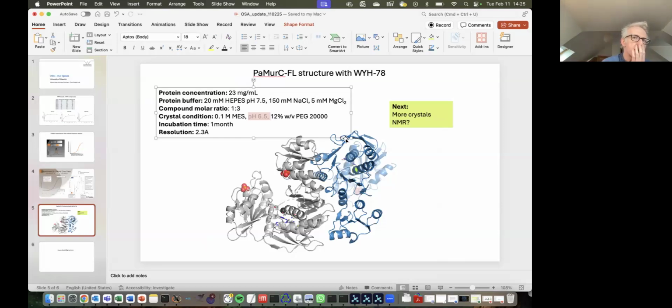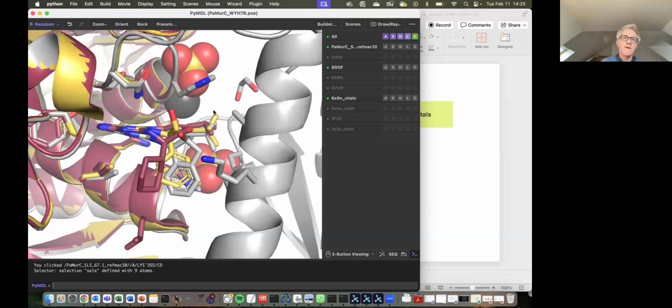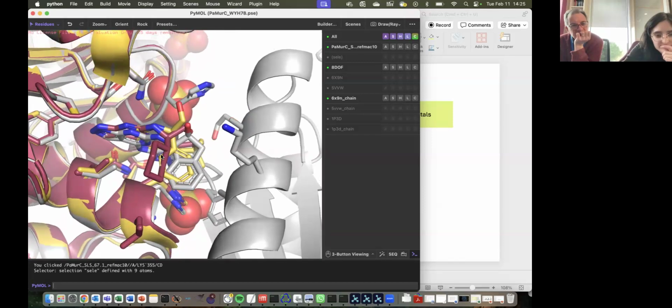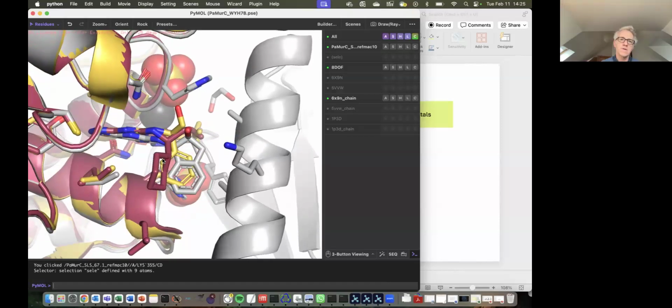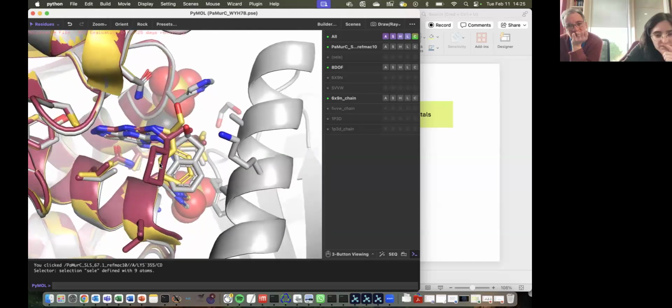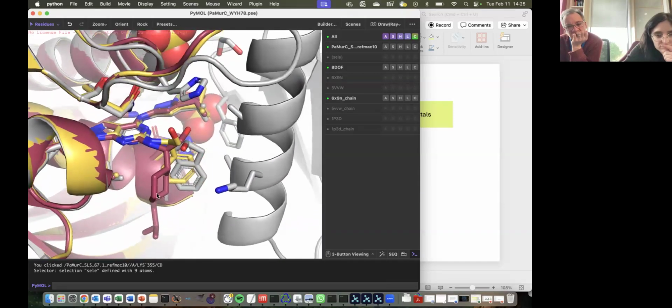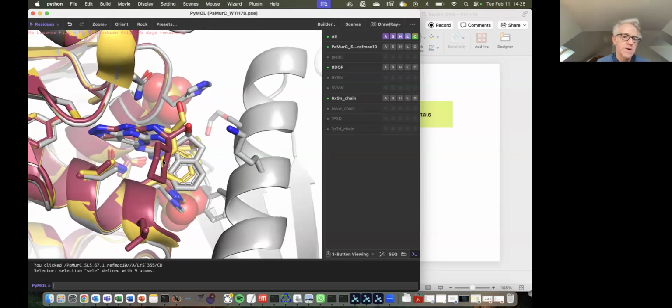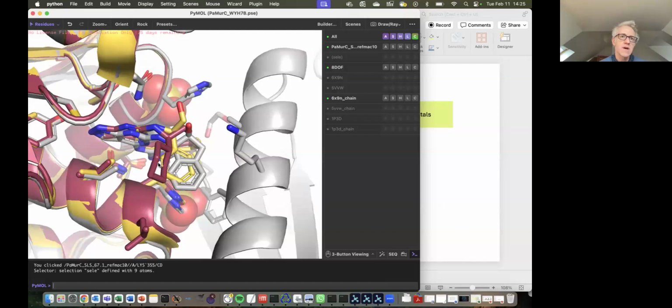Right. So that structure does confirm that the variable unit that's hanging off the core, in this case the purple cyclohexane, that whole region does tolerate quite a bit of change in terms of the IC50s we've been seeing. Before the full length structure, we didn't have anything there, and we just assumed that it was pointing towards solvent, and so it could tolerate variation.